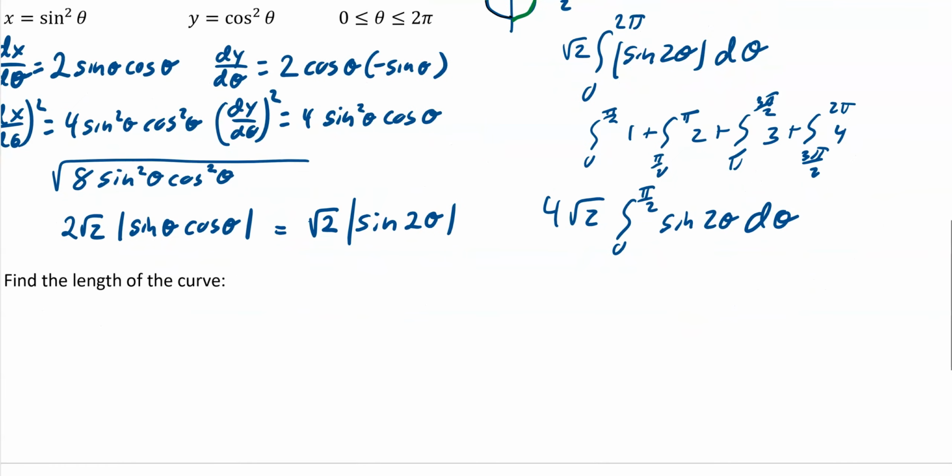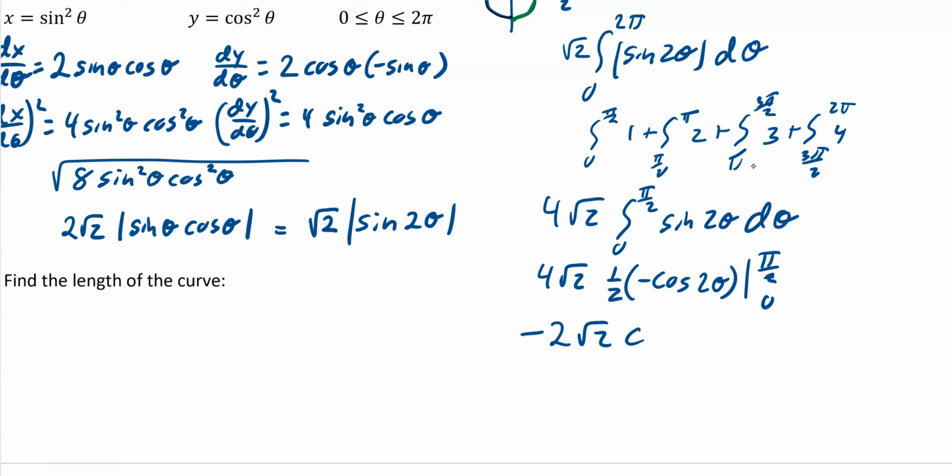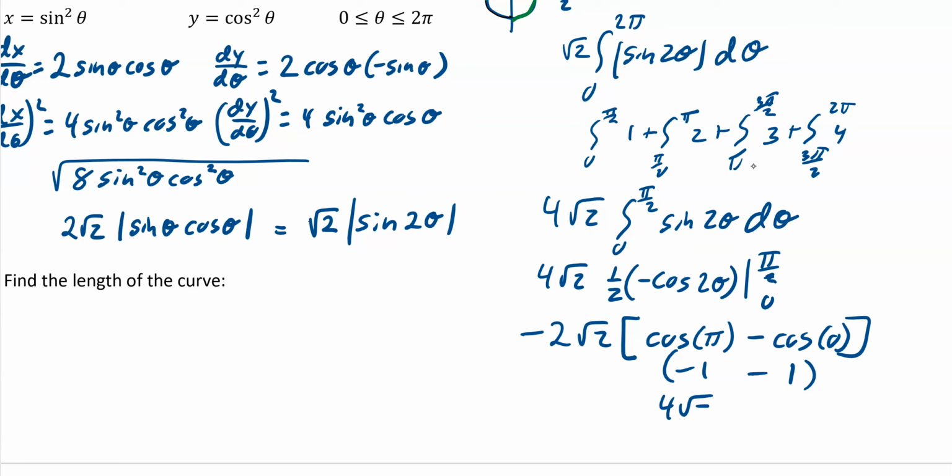Okay. So now when we do this, we do 4 radical 2, and then a half. Oop, there's a negative in there. Negative, I'll just put it here, cosine 2 theta, pi over 2, and 0. So we end up with 2 rad 2 with a negative cosine 2 theta. So we'll just plug it in now. Let's try this again. Bracket cosine pi over 2 plugged in is just going to be pi minus cosine of 0. And so this is negative 1 minus 1. So we end up with 4 rad 2 for our arc length.